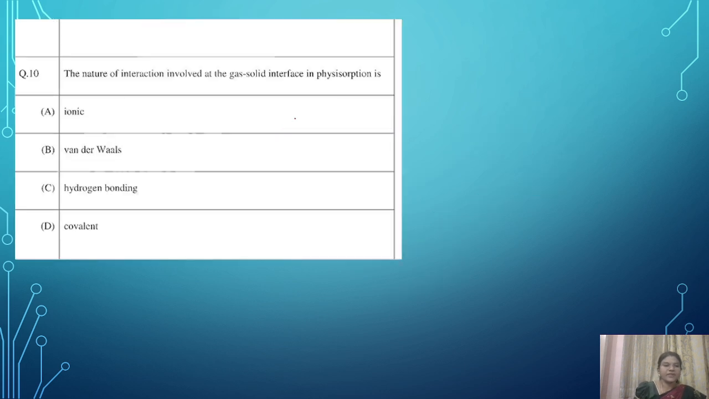Then, the nature of interaction involved at the gas-solid interface in physical adsorption is. Physical adsorption does not involve any chemical bond. Therefore, the interaction between the gas and solid surface, that is the adsorbent and adsorbate, is van der Waals forces of attraction. Therefore, the answer is B.